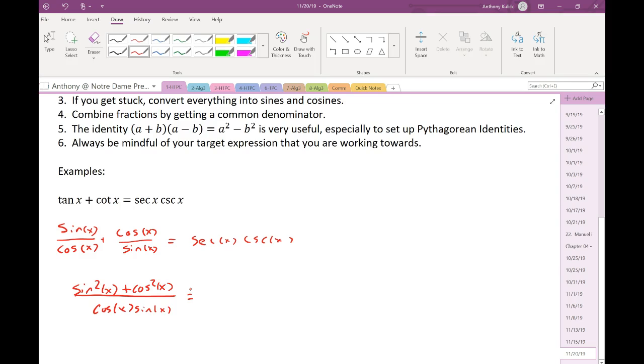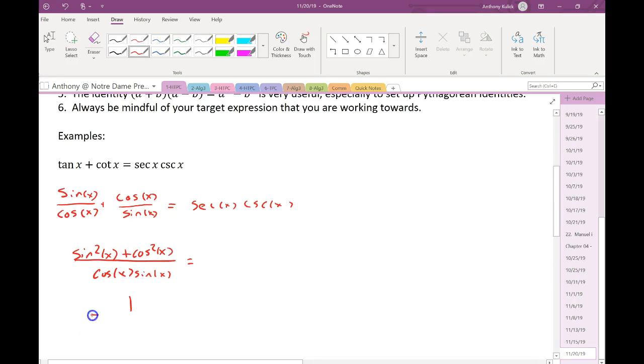Okay, what now? Joanna. Yep. So sine squared plus cosine squared is 1. That's using P1. Everybody okay there? Now what?